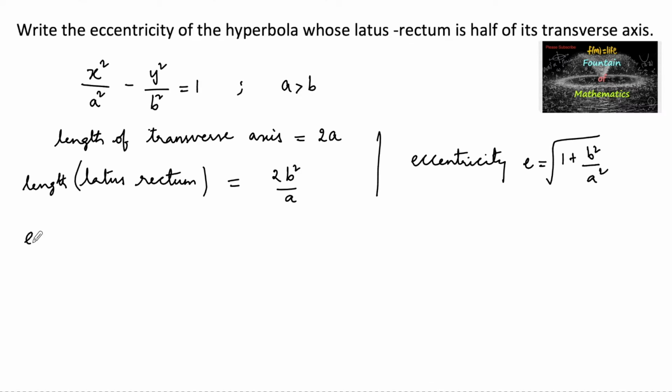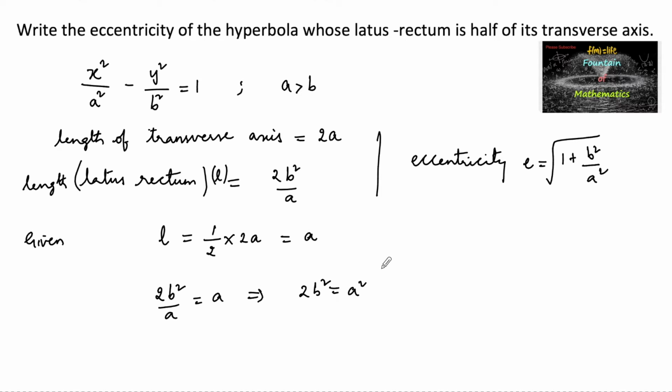Okay, so it is given that the length of latus rectum, say this is L, is half of its transverse axis, that is 1 by 2 into 2a, so that is a. So the length of latus rectum 2b square upon a is equal to a, upon simplifying, 2b square is equal to a square. Make this equation 1, and let us substitute in eccentricity, this is equation 2.